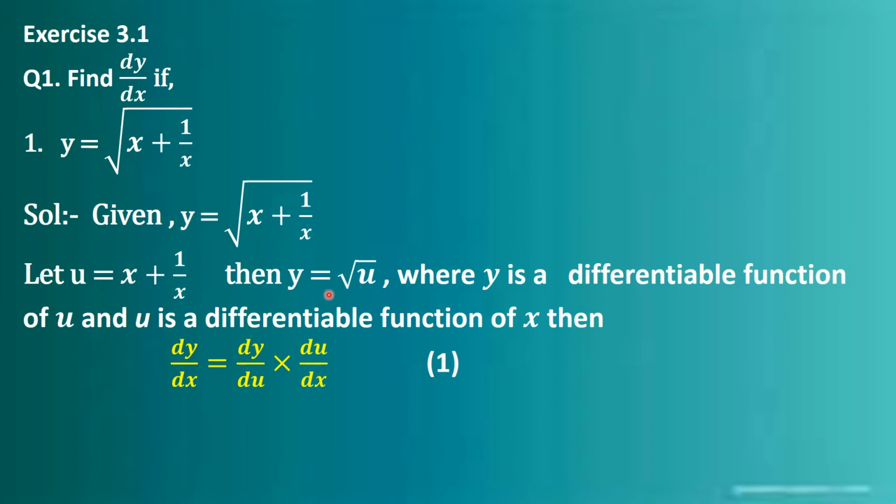So y will become root u, and we can differentiate this y with respect to u, where y is a differentiable function of u and u is a differentiable function of x. Then as per the chain rule, dy by dx is equal to dy by du into du by dx.